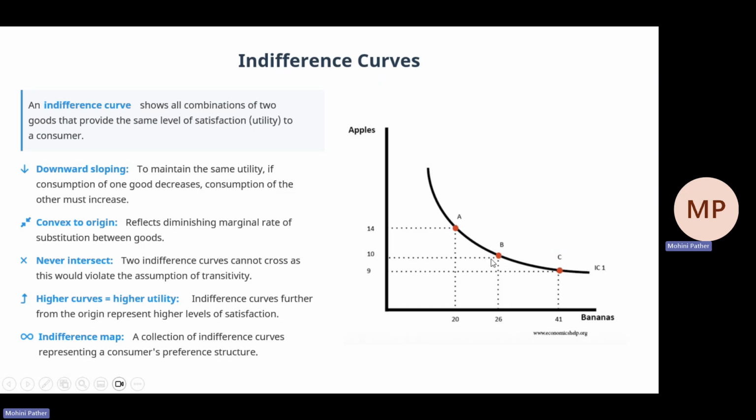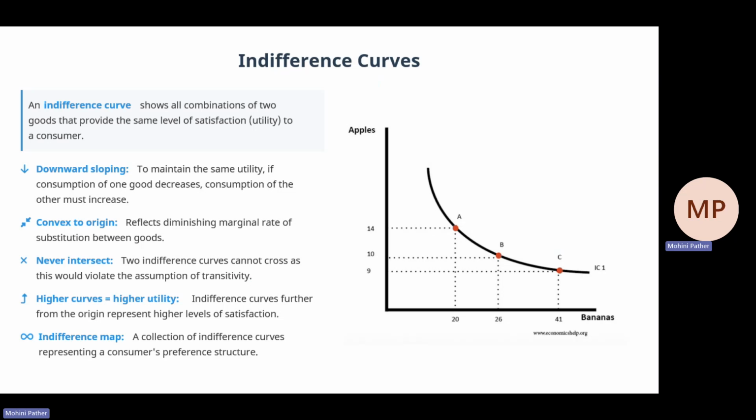Okay, and the reason that we have this convexity is because from point A to point B with regards to bananas, you'll see that we require 6 bananas to compensate for those 4 apples. Whereas from point B to point C, despite the fact that you are deriving the same level of satisfaction, we now are consuming 1 less apple, but we expect 15 additional bananas. Okay, so you can see that there are extremes on either end.